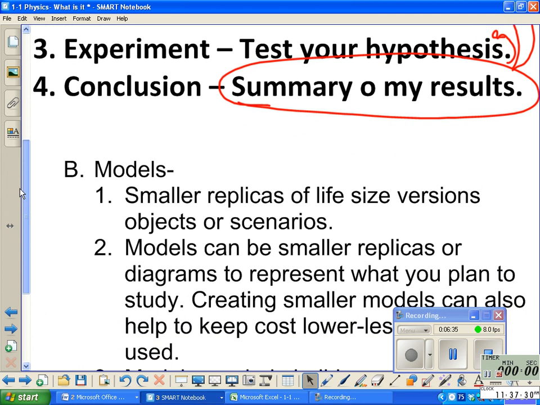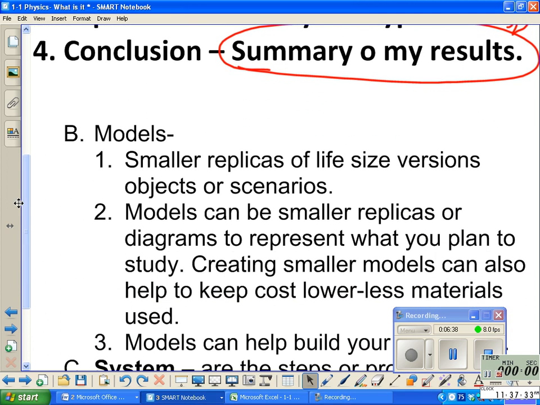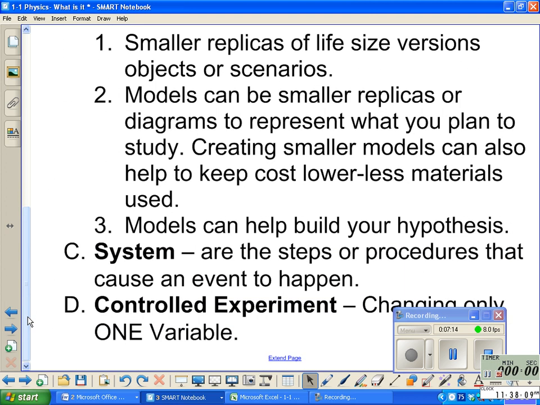Some key definitions that we should definitely know are models. Models are just smaller replicas of life-size versions of objects or scenarios. The smaller replicas can be diagrams of what you plan to study. Creating smaller models helps you keep costs lower. So instead of building an actual football stadium, you might build one that's just the size of a small bathroom, just to save on material costs. Models can help you build your hypothesis.